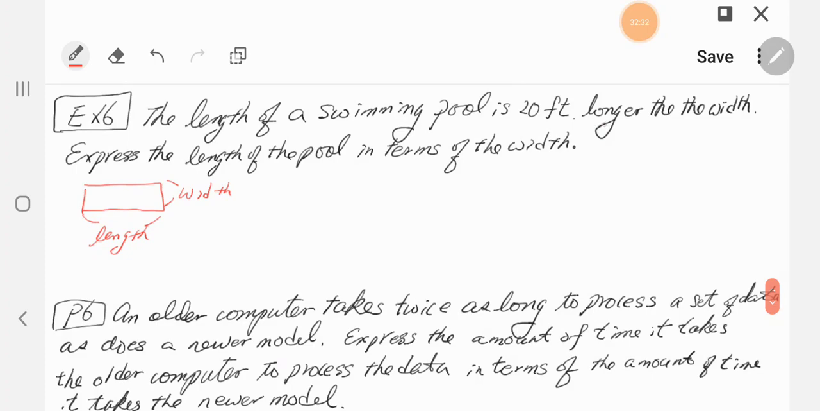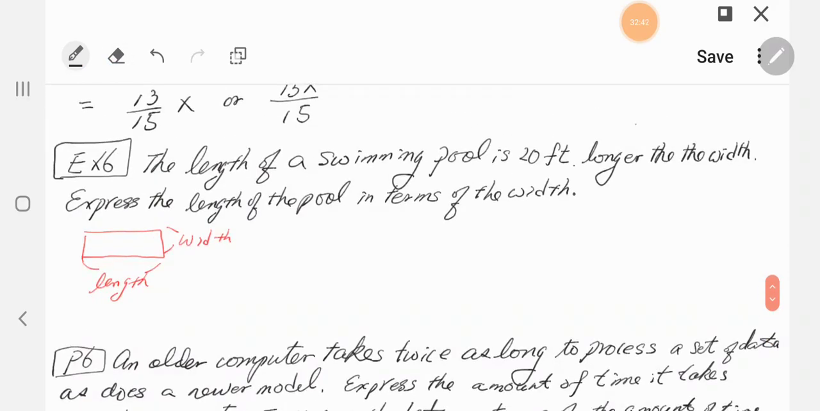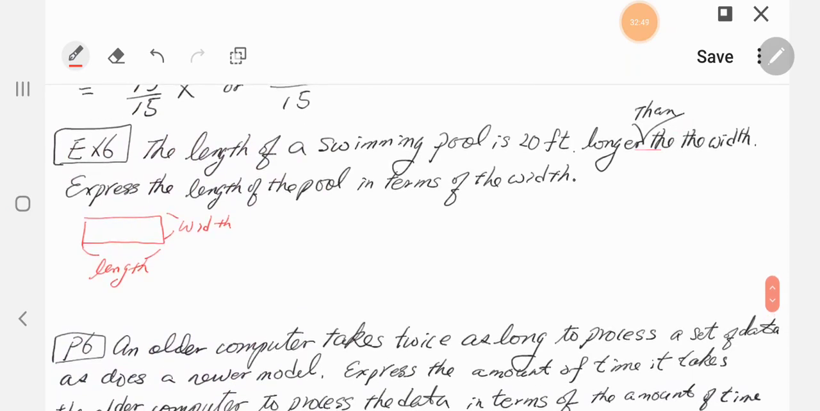Look at this. More than, longer than the width. I forgot writing than over here. So we're supposed to have than, longer than the width. So more than, longer than. If there's a comparison, then what is the expression? We will write the second part first, right? Second part first, and then the first part. So since we don't know the width, why don't we let this be a variable x?